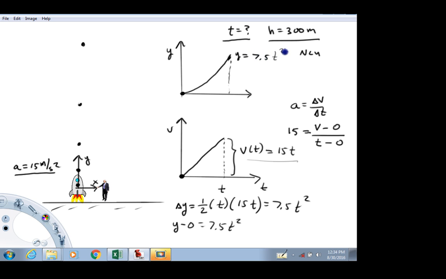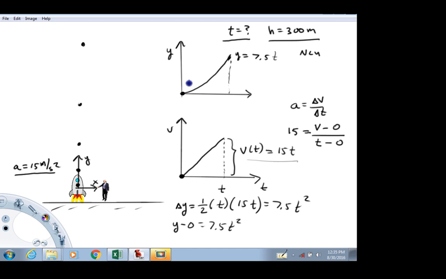So what we've done now is we've put in a coordinate system and then drawn velocity and position graphs with respect to this coordinate system. Starting with the velocity graph, we came up with the equation for the line for the velocity function based on the acceleration. Then we used the area under the curve to come up with the equation for the position function for the rocket.